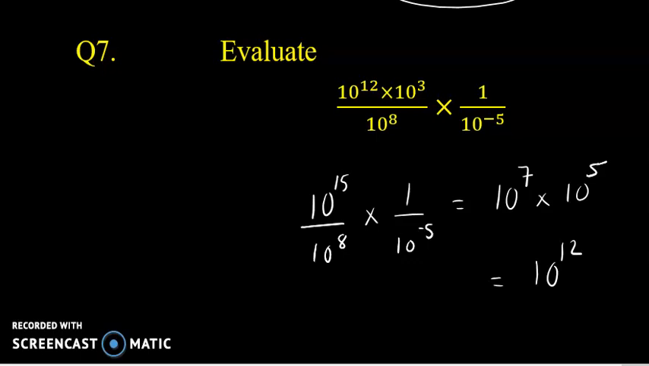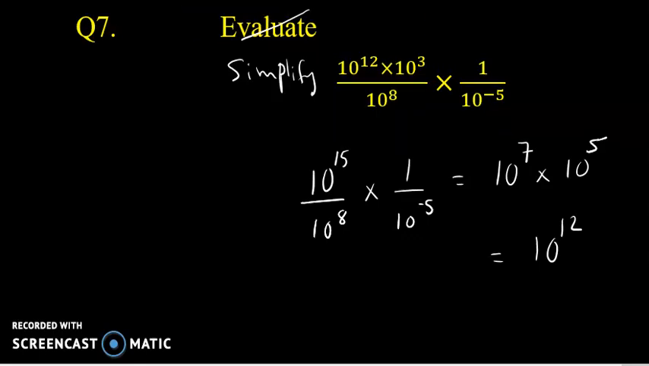So there's a mistake here. We don't need to evaluate, we need to simplify, because if you evaluate it, you're going to have a lot of zeros. So let's simplify. It's going to be 10 to the power 12, and if you multiply that out, that's going to be 1 with 12 zeros.